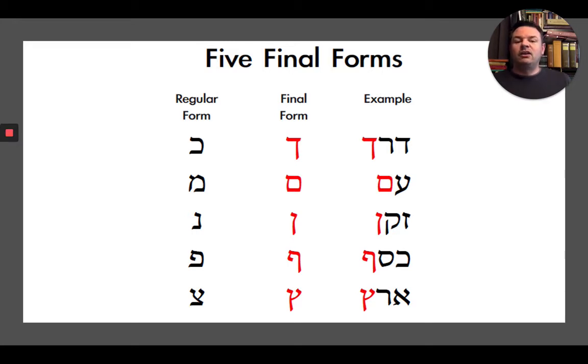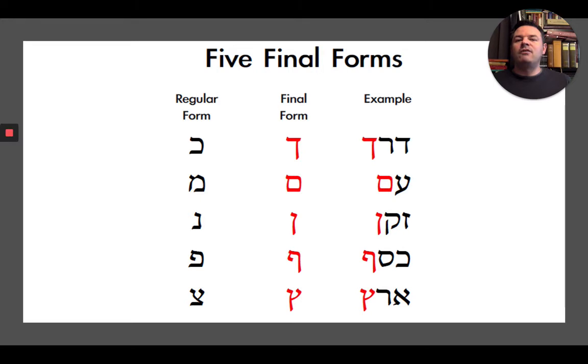So the final form of each one of these is going to look slightly different. The Mem just gets a little bit boxier, doesn't it? So these are the exact same letters. They're pronounced the exact same way. They just look a little bit different at the end of a word.